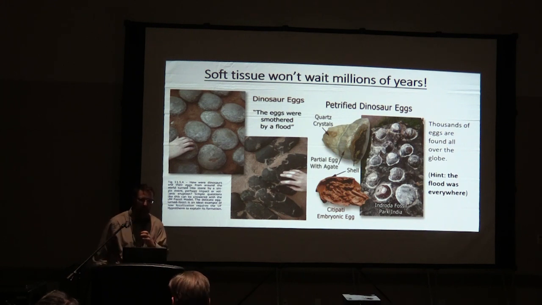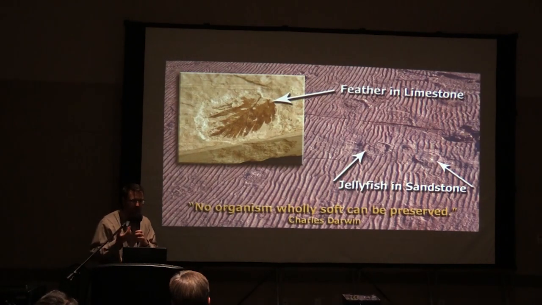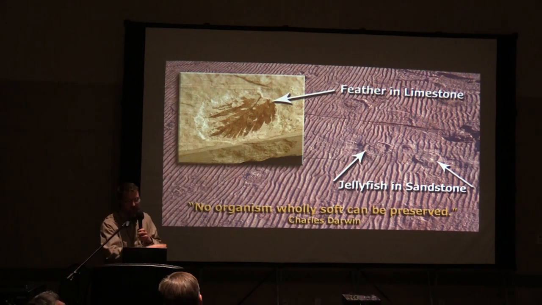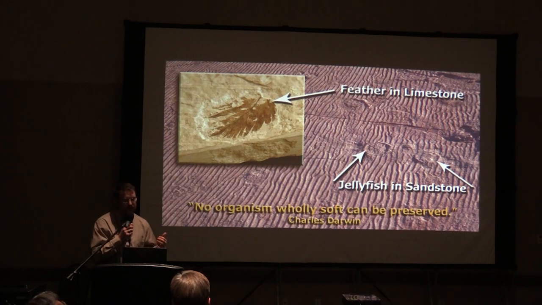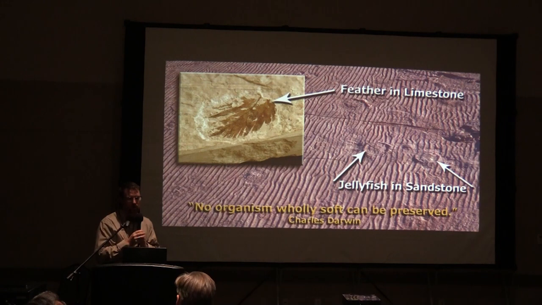Big mystery to scientists. Darwin said no organism wholly soft can be preserved. So why do we have this feather fossil? Why do we have these jellyfish? Why are there ripples in the ground that are now turned into rock? And the answer is the same. Modern science has no explanation for this. But when you understand how it really happened, it becomes pretty clear. And we're going to get more into that.